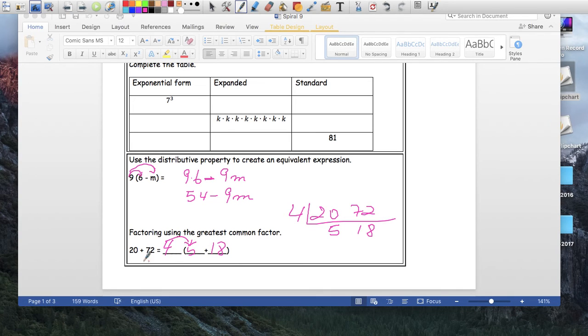4 times 5 is indeed 20, and 4 times 18 does give me 72. So you can say 20 plus 72 or 4 times parentheses 5 plus 18. It means the same thing.